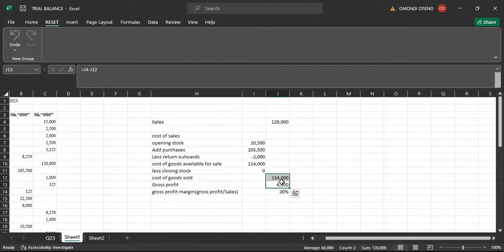Now, I want somebody to help me understand what will be the cost of goods sold if gross profit margin is equivalent to 20%. So what is 20% of the sales value? Our gross profit here, we are being told that it should not be that 6,000. It should be 20% of the sales, so it is 24,000. My question now is, what should I subtract from 120,000 to get 24,000?